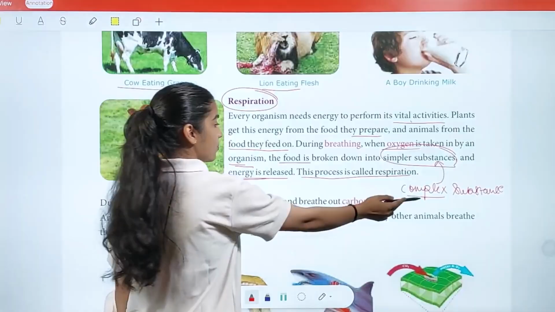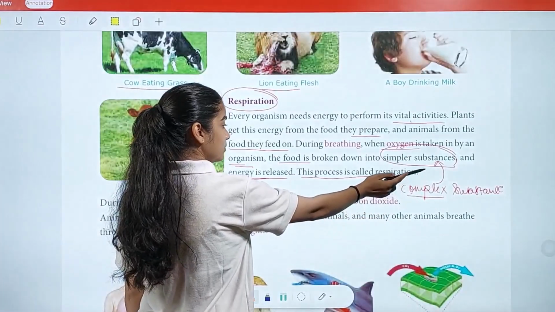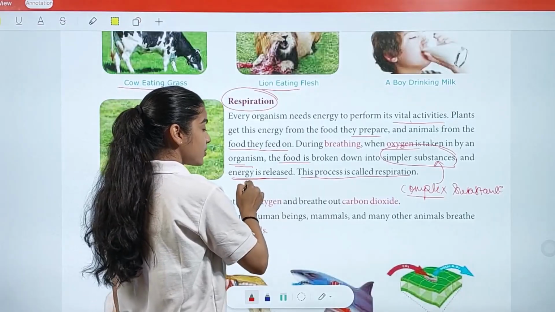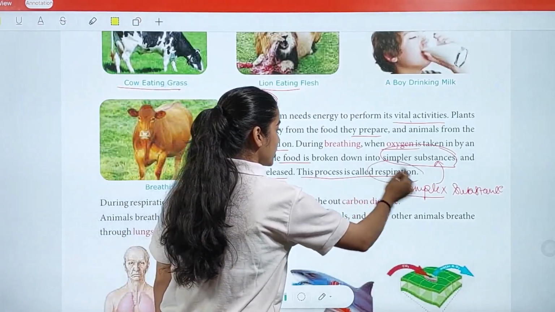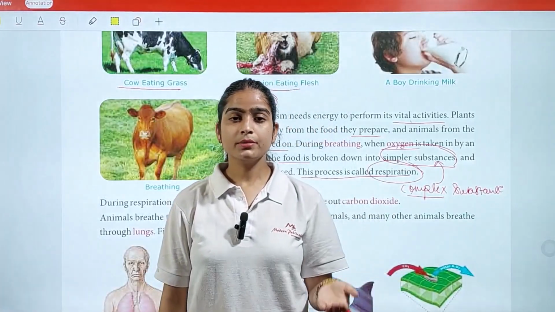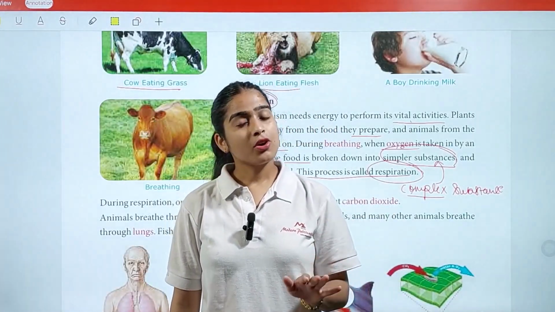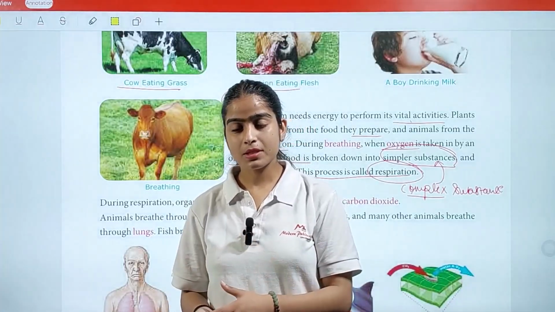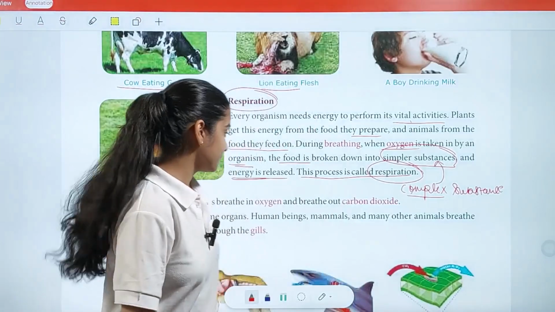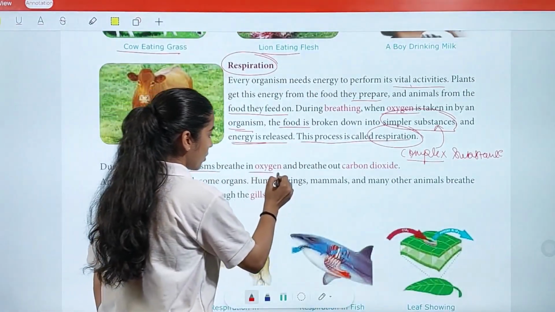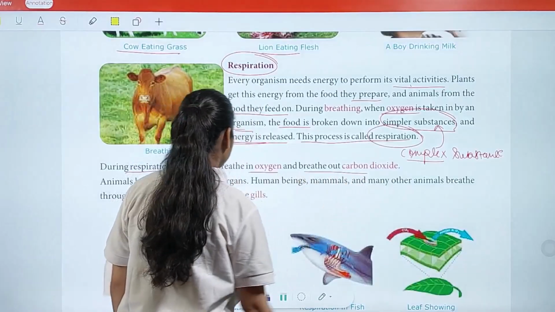And when this complex substance is broken down into simpler substance and energy is released, this process is called respiration. Even now you are respiring, right? Breathe in, breathe out. This is called respiration. For this, you have to convert your complex substance into simpler substance. During respiration, organisms breathe in oxygen and breathe out carbon dioxide.